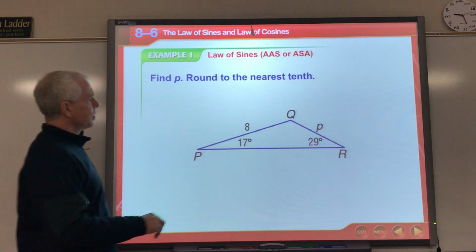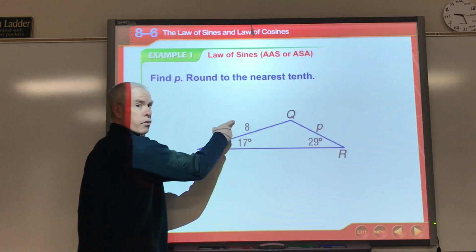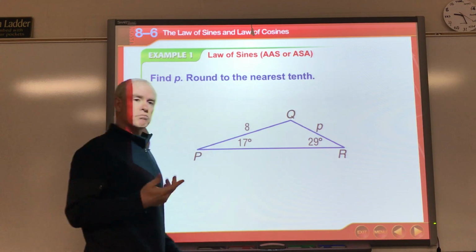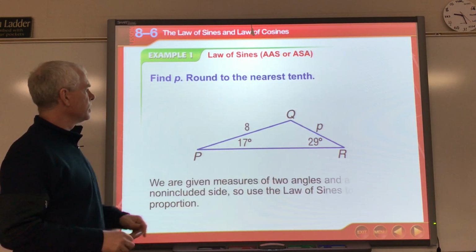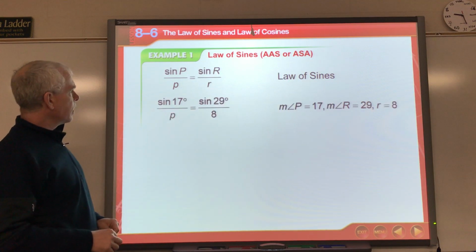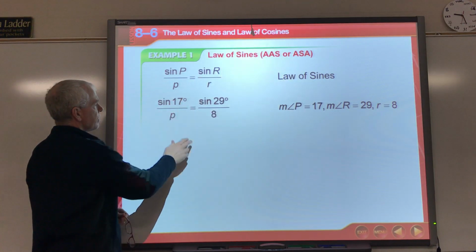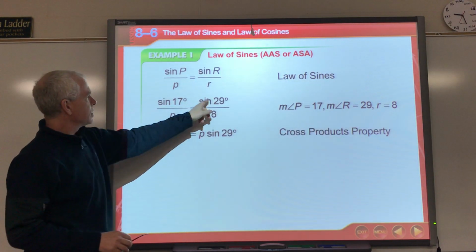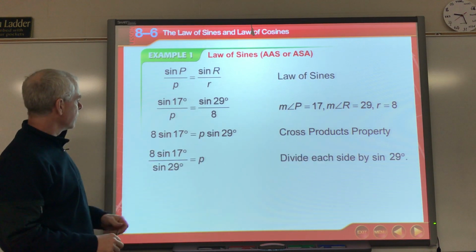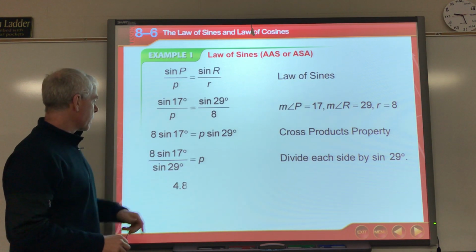I'm asked to find p. So the sine of 29 over 8 is equal to the sine of 17 over p. p is the unknown. I've just got a proportion that I can use. Then we cross multiply and eventually divide. So 8 times the sine of 17 equals p times the sine of 29. I need to divide by the sine of 29 to get p by itself. Make sure you're in degree mode, and literally type it into the calculator like that. p is about 4.8.